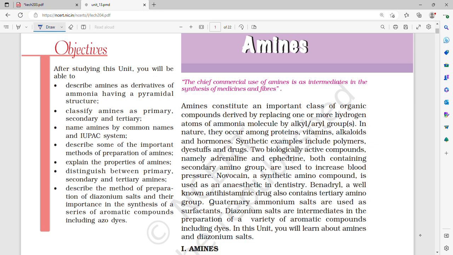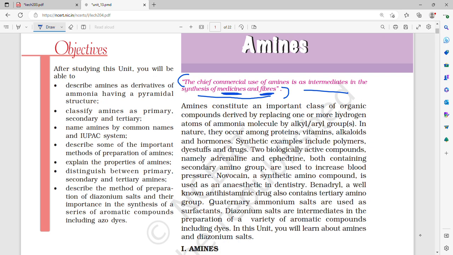The chief commercial use of amines is as intermediates in the synthesis of medicines and fibers.